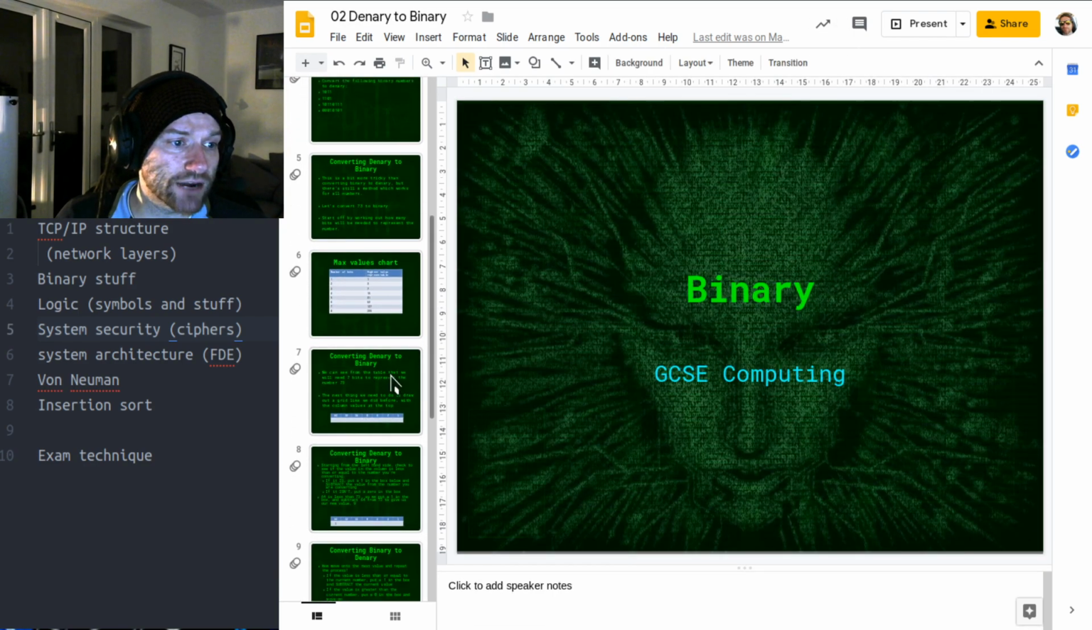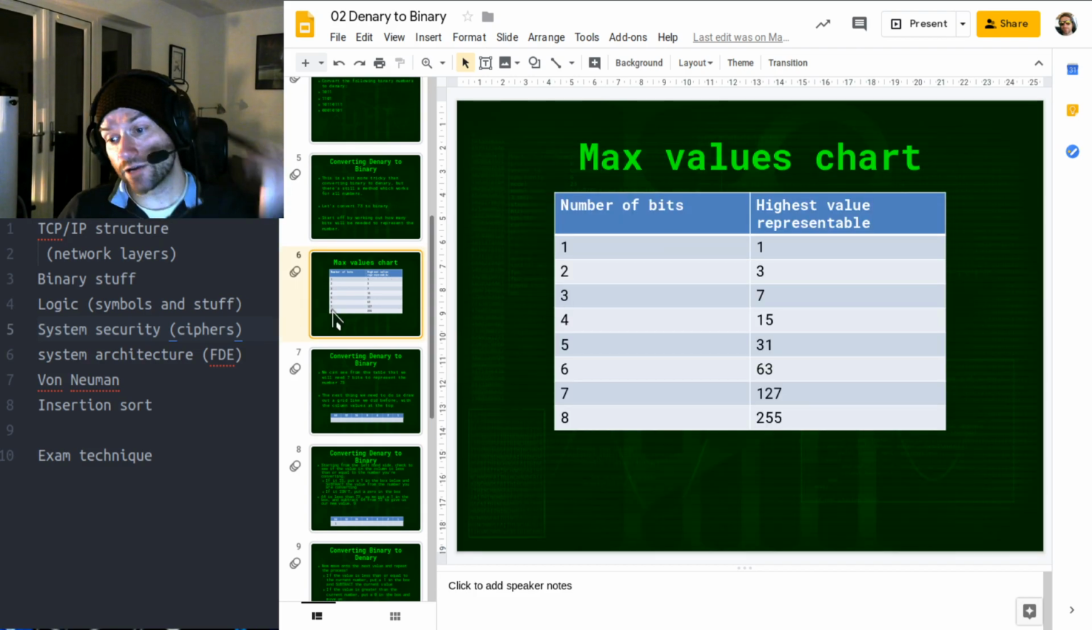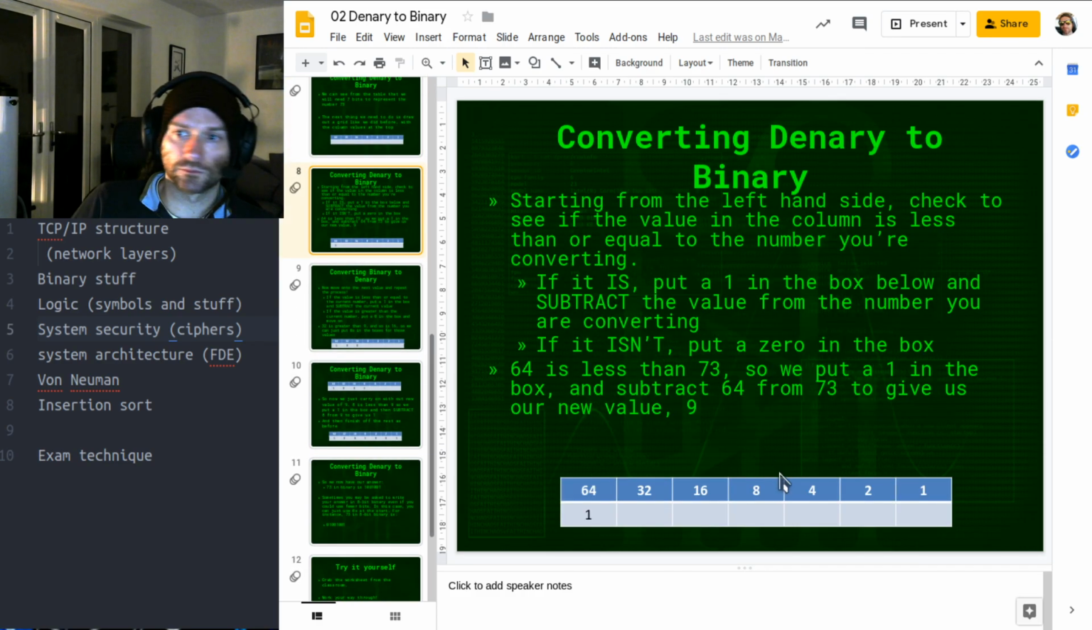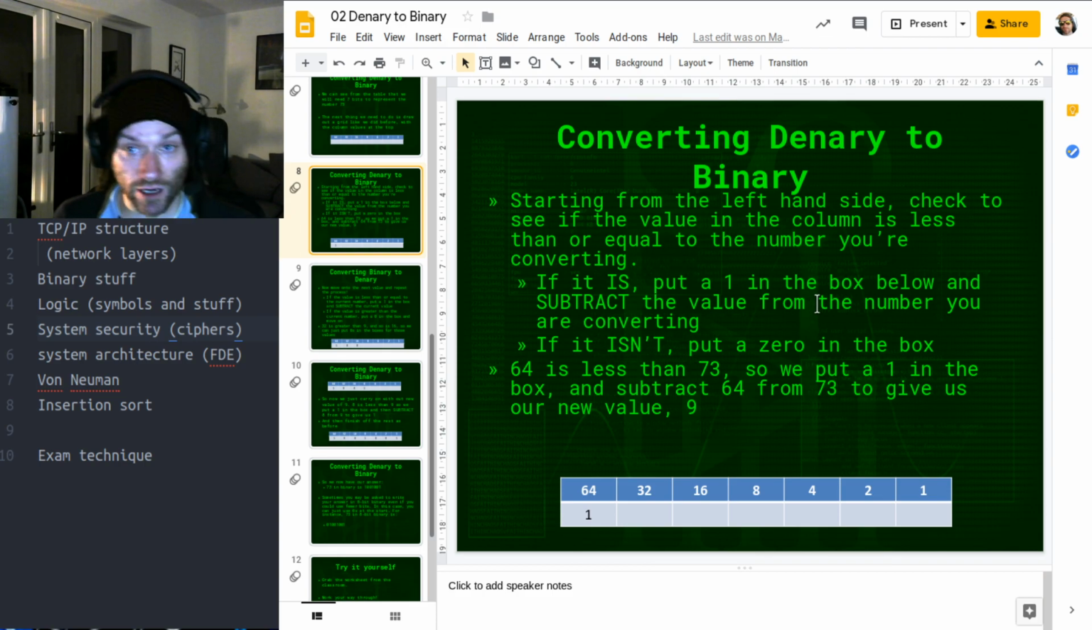What's next on the list here? Denary to binary. Do you want me to go over denary to binary? I've got a vote for no. What is that symbol? Is that a yes? You want me to go over denary to binary? Wait, no. No. Right. Remember that bit when I said what stuff about binary do you want me to go over? Quickly go over denary to binary.